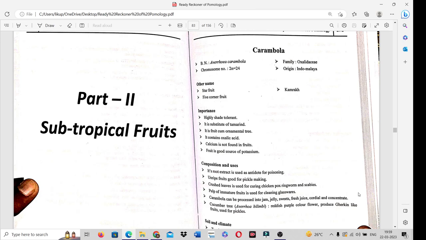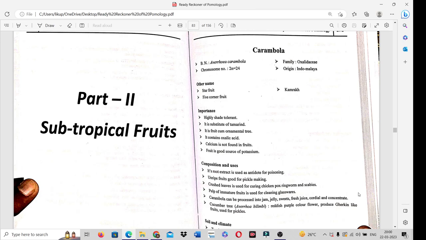It is a fruit, palm, ornamental tree. It contains oxalic acid. Calcium is not found in the fruits. So the important point is that it contains oxalic acid, very important. Then the fruit is a good source of potassium. Composition and uses: its root extract is used as an antidote for poisoning.